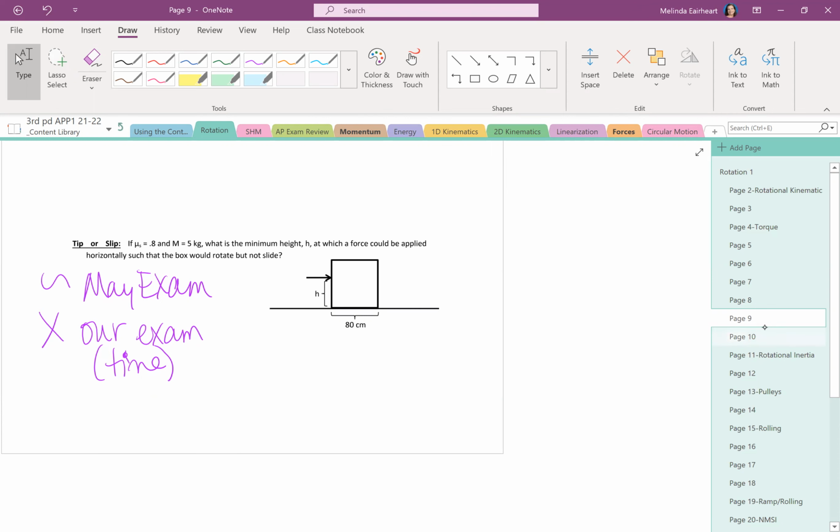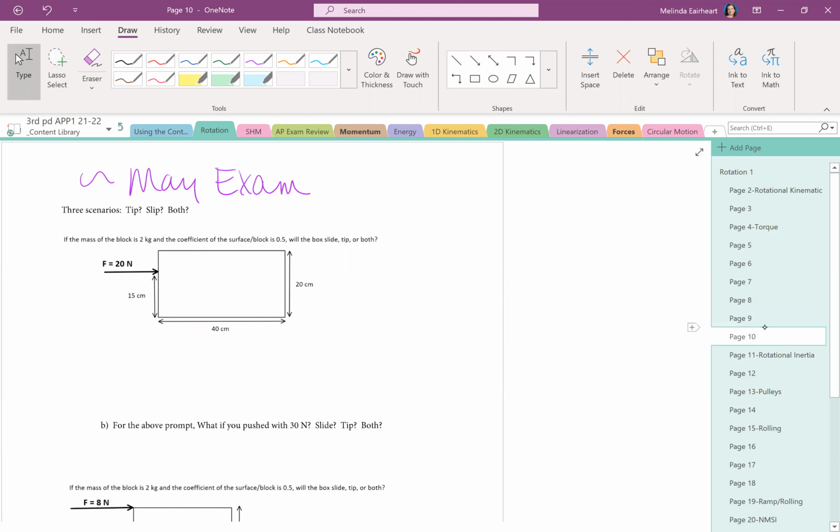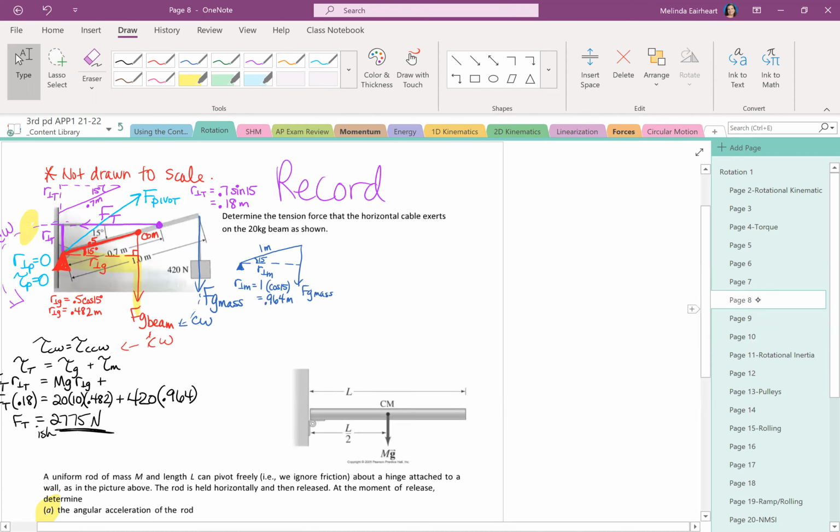And then also on page 10, maybe it's on the May exam. This one though gives you some numbers and says, okay, does it tip? Does it slip? Or does it both? And again, that slipping is your linear motion. You have to figure out, is it in linear equilibrium or not? And then that tipping, are you going to have equilibrium with torque or not? So give it a try. It's an extension of equilibrium.